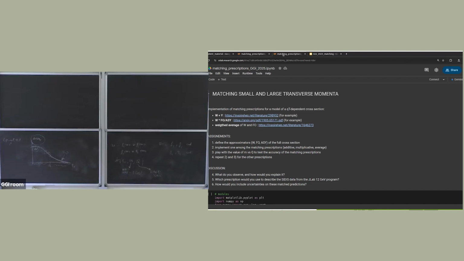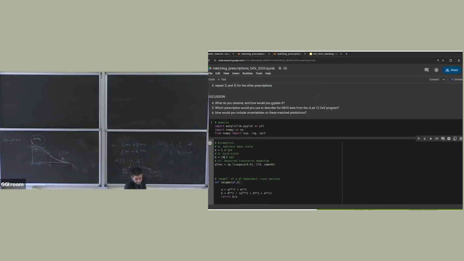I think it's really interesting to use this toy example because it gives you a flavor of what's going on in the real world, but without all the complications that QCD brings in. So the assignment is to define the approximator W, fixed order, and asymptotic of the full cross-section. You can implement one of the matching prescriptions that we discussed, for example, starting from the additive one, W plus Y, and then you can play with the values of M and Q, which are defined in the second cell.